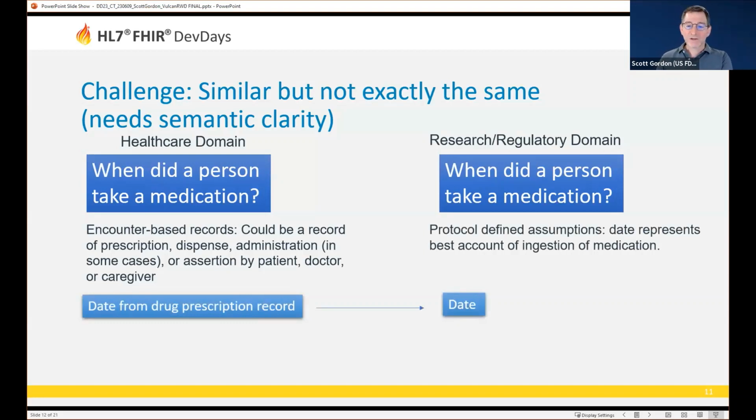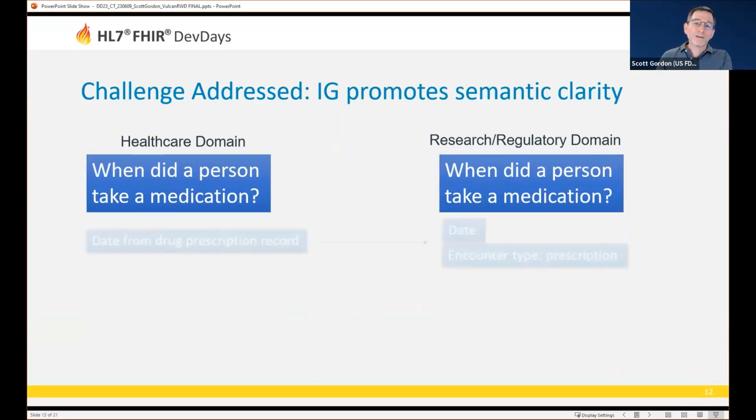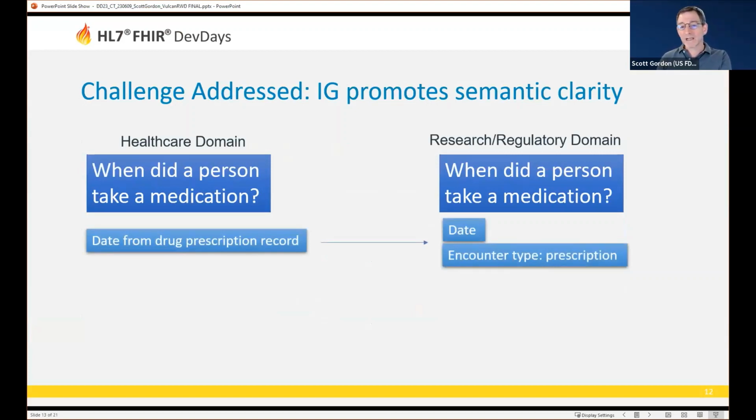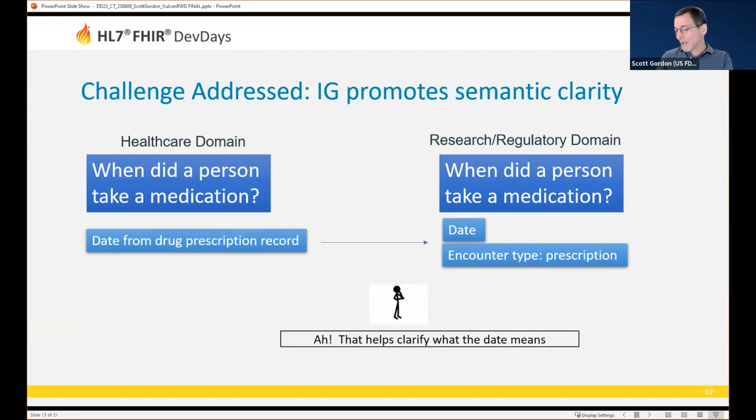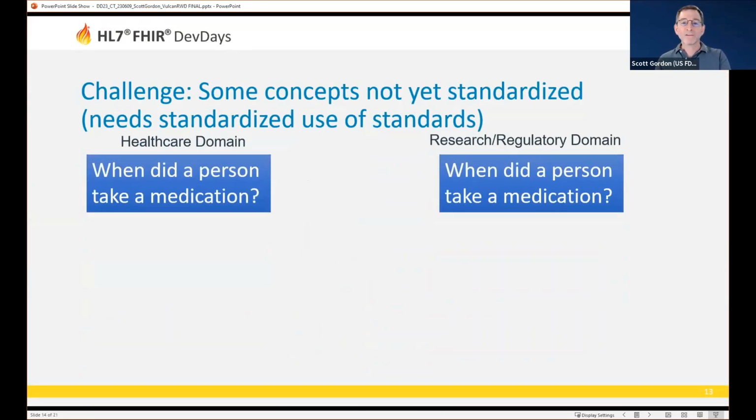So the result of this, though, is if you simply pull the date from a prescription record, as an example, one might ask, is this when the person took the drug? And the answer would be, I don't know, because you don't even know if it's a prescription or not. So this IG promotes semantic clarity by promoting the pulling of additional information that isn't typically expected in clinical trials data, such as this is a prescription. And now you, as a researcher and as a regulatory reviewer, will know that's what this date means. It's a prescription, not an administration. Proceed accordingly.